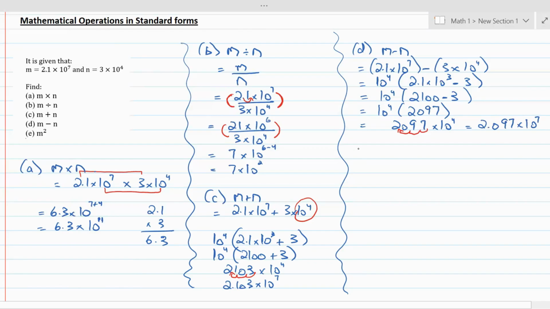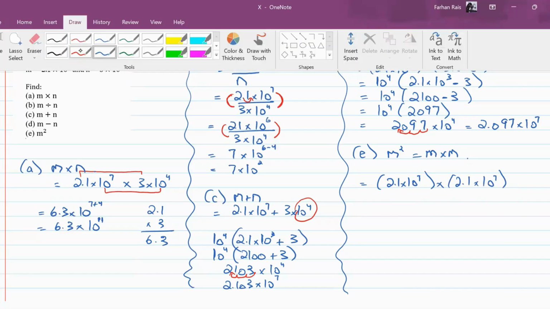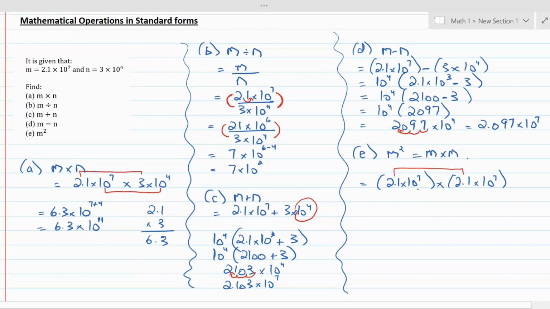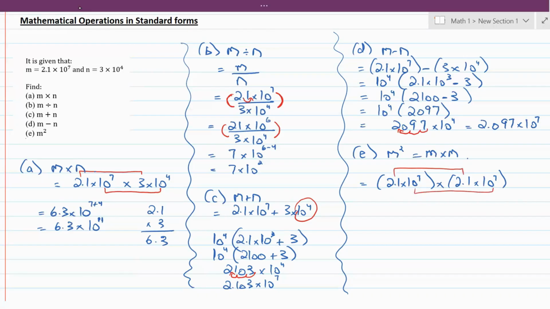Part E is the square. Don't get confused with the square. M square can also be written as m multiplied by m. So it's simply a case of multiplication. M was 2.1 into 10 raised to the power 7, multiplied by 2.1 into 10 raised to the power 7. So 2.1 will go with 2.1 in multiplication, and 10 power 7 will go with 10 power 7 in multiplication.